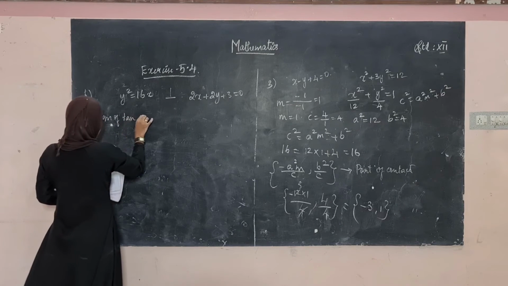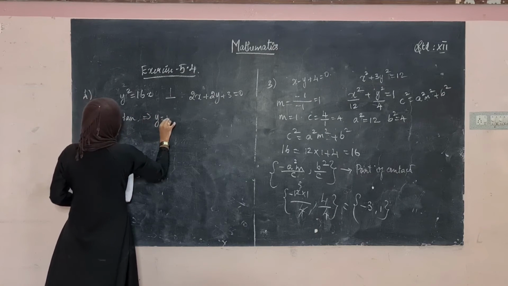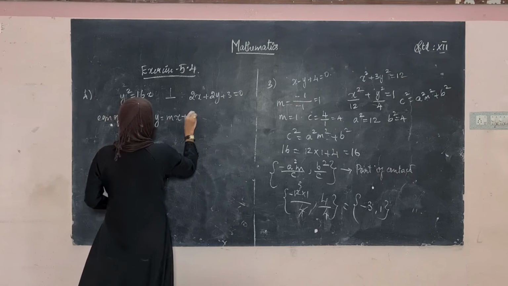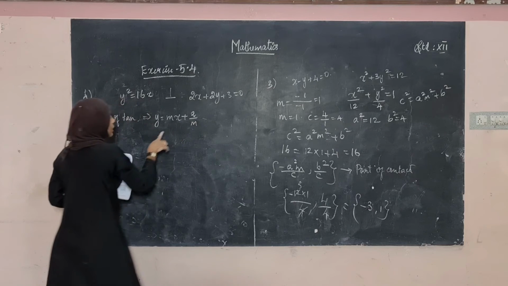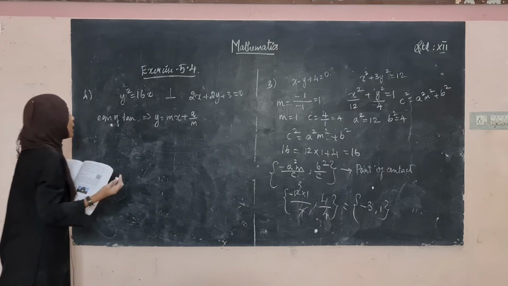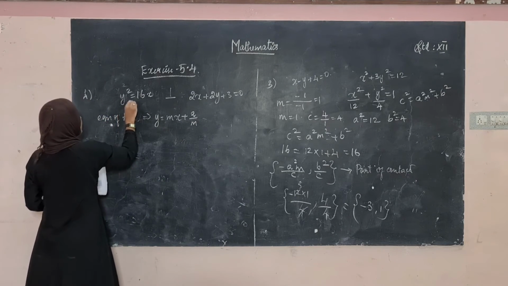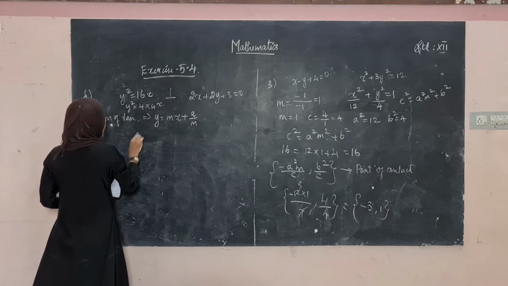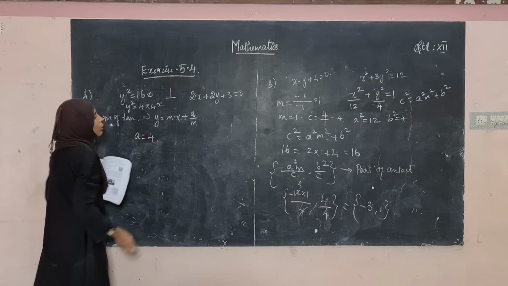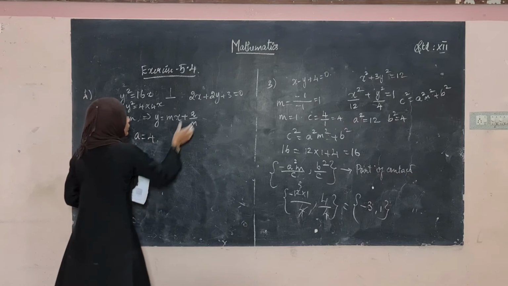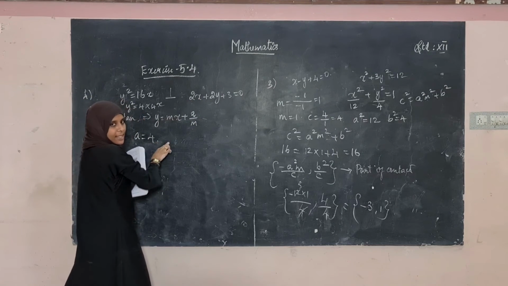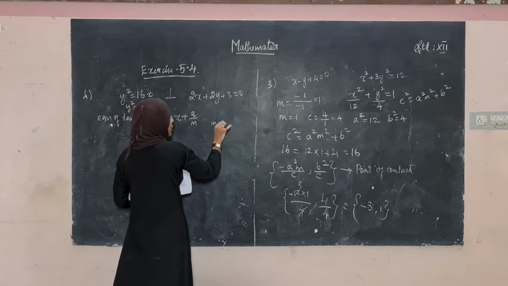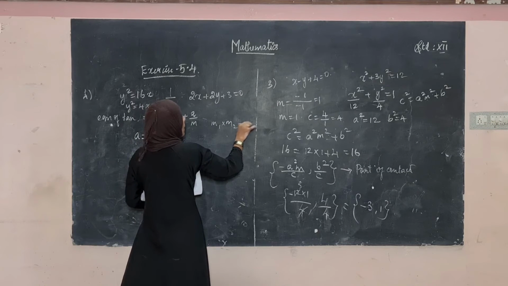Equation of tangent is y equal to mx plus a divided by m. Okay, so for this we want to find the value of a and m, right? So this can be written as y square is equal to 4 into 4x. So what's the value of a? a is equal to 4. Now we have to find the slope m. The tangent is perpendicular to this line. So for perpendicular lines the formula is m1 into m2 is equal to minus 1.